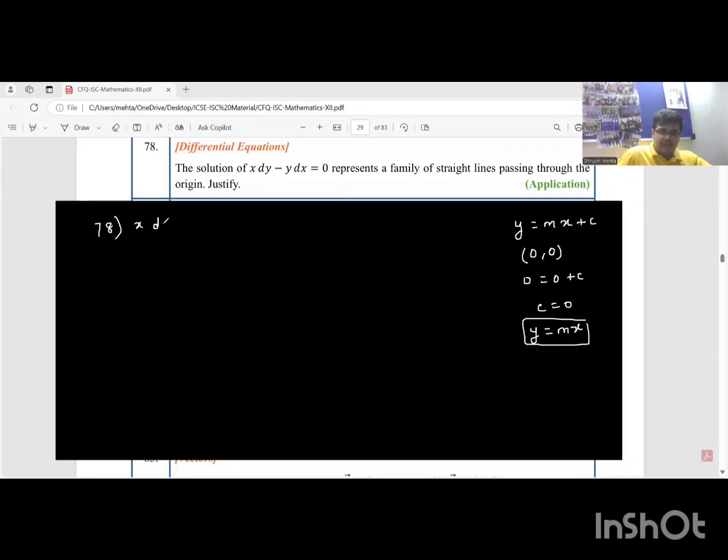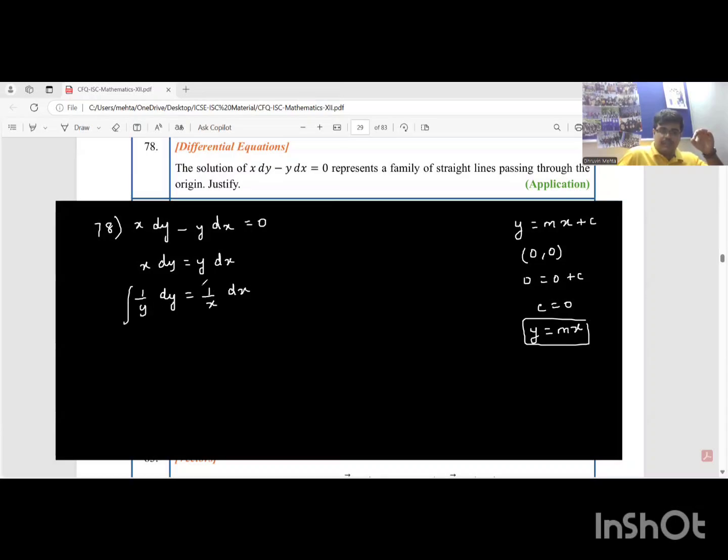They have given x dy minus y dx. This is the equation given. We have to solve this differential equation. It's a very simple case, students, of basic variables available. X dy is equal to y dx. So 1 upon y dy is equal to 1 upon x dx.